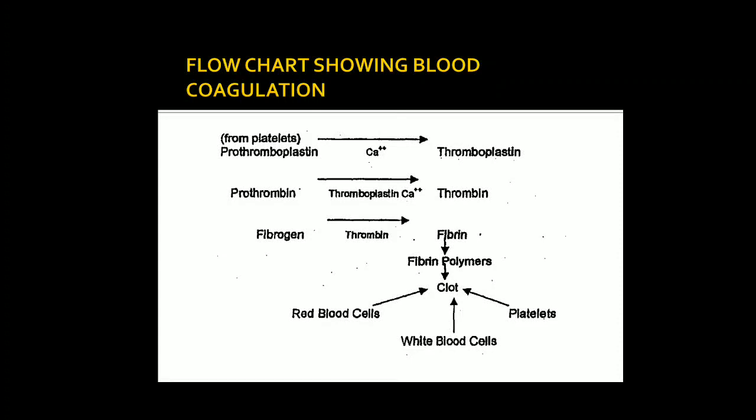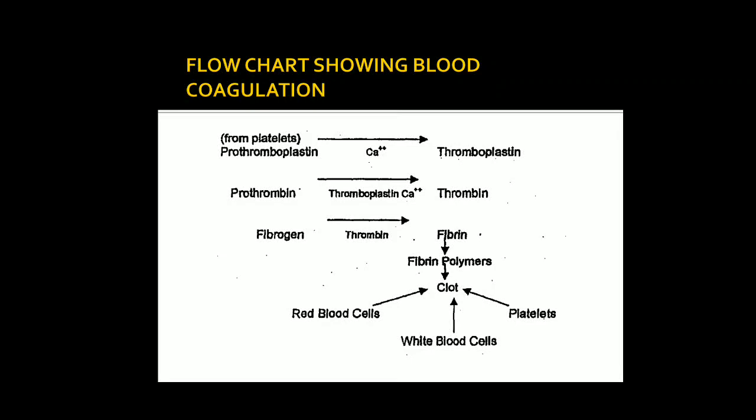Now what is fibrin? Fibrin are polymers, a network of thread-like structures which will contain all the formed elements of the blood: red blood cells, white blood cells and platelets. They change into a jelly-like structure and do not let the blood flow. So this is how coagulation of blood occurs.